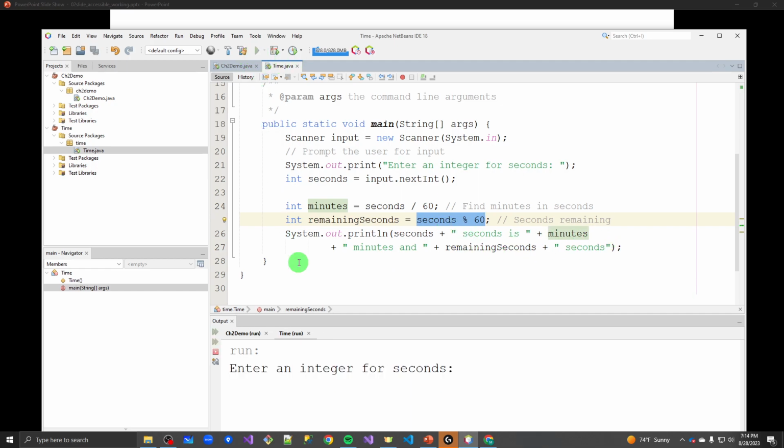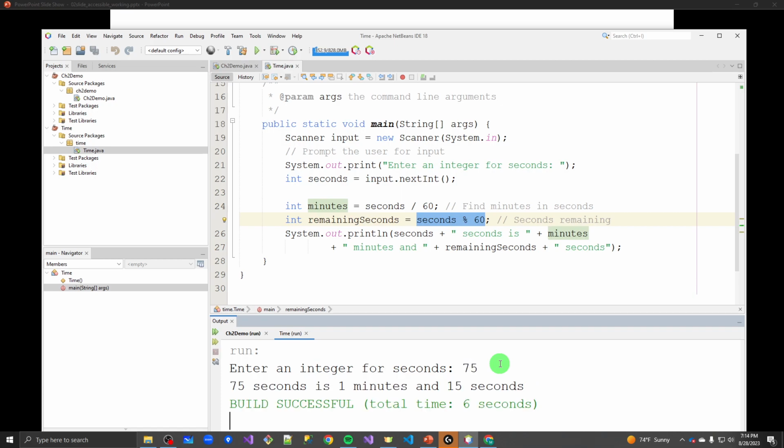Let's run this and test it. Enter an integer for seconds. Let's do 75. 75 seconds is 1 minute because 75 divided by 60 is 1. And 75 modulo 60 has a remainder of 15, and that's how we get the remaining seconds. So integer division and modulus operators.